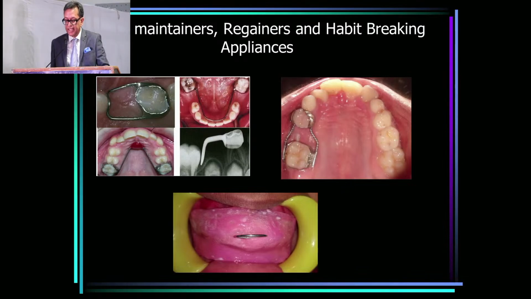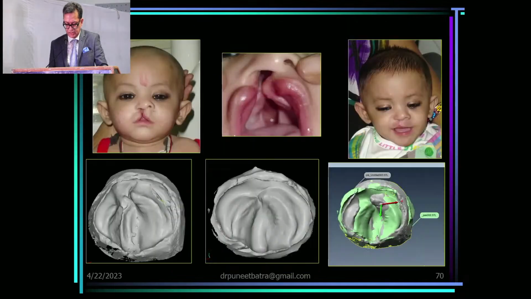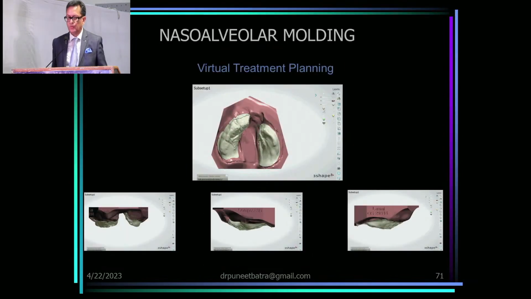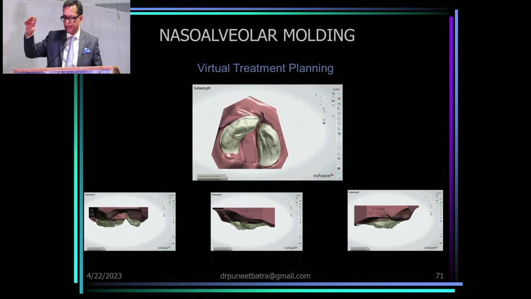You can do serial extractions, and these serial extractions can make the malocclusion much lesser, and therefore, you can finally correct the teeth with little orthodontics. Similarly, with periodontic patients, we can do space maintenance, regainers, and habit-breaking appliances.